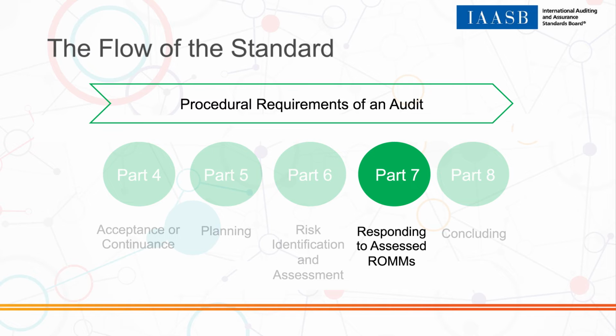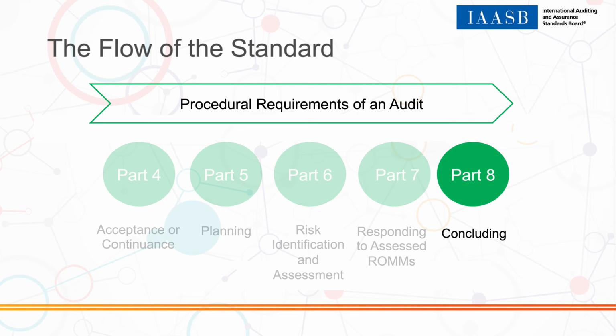It also sets out requirements for specific procedures on various topics within an audit, for example, control testing and accounting estimates. Part 8 sets out requirements for the evaluation of misstatements, concluding activities and evaluations, including going concern, subsequent events, and analytical procedures, and obtaining written representation. This part also covers the engagement partner's conclusion related to quality management.